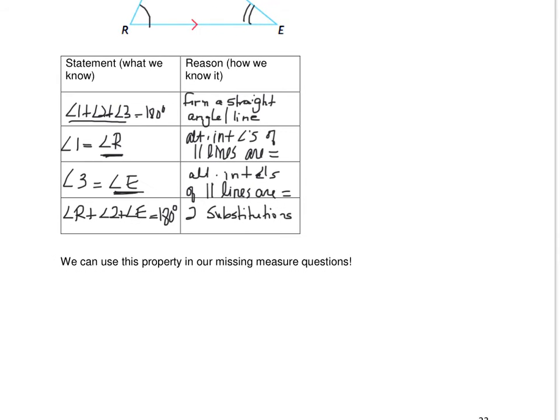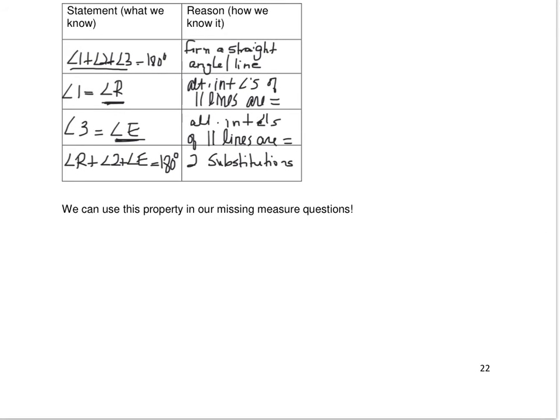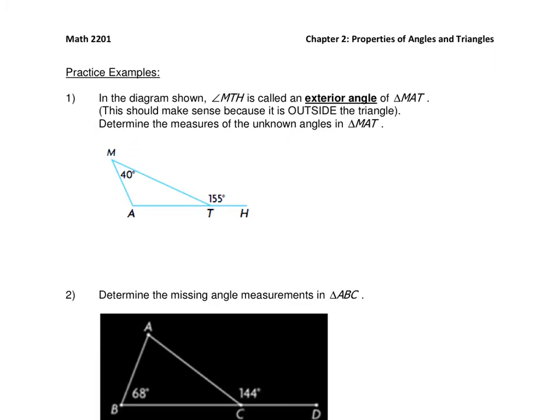If we have a triangle involved and we've got at least two angles of the triangle, then we can always find the third one using the fact that the sum of them has to add up to 180 degrees. All right, so here are some practice examples.